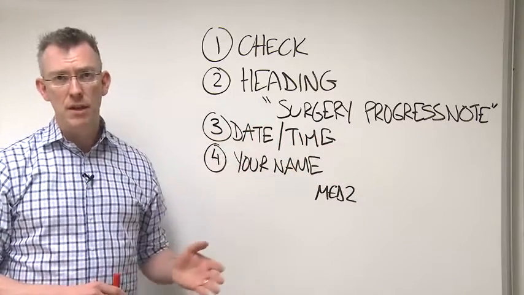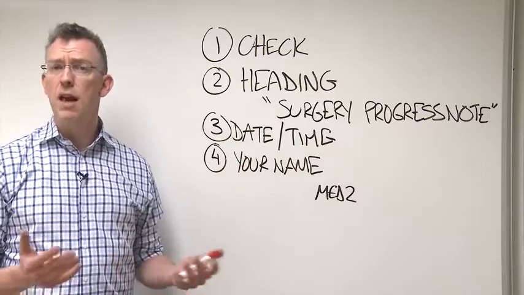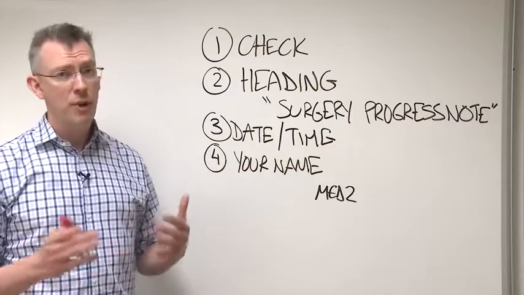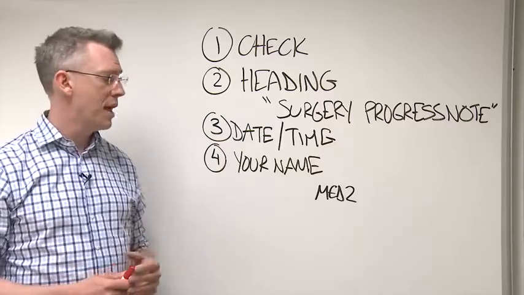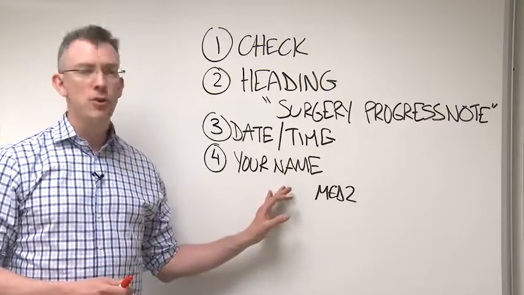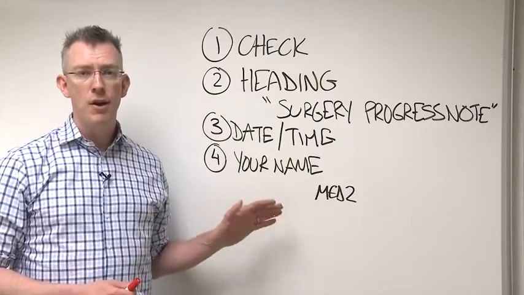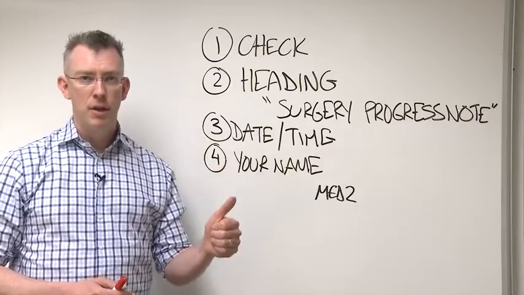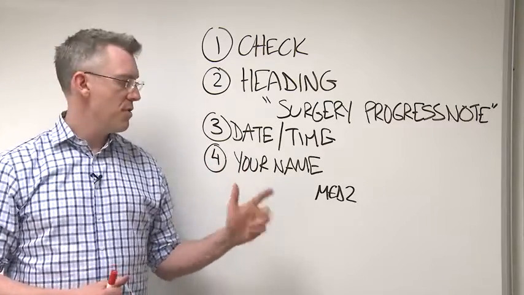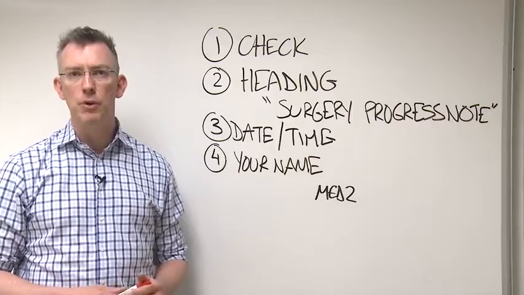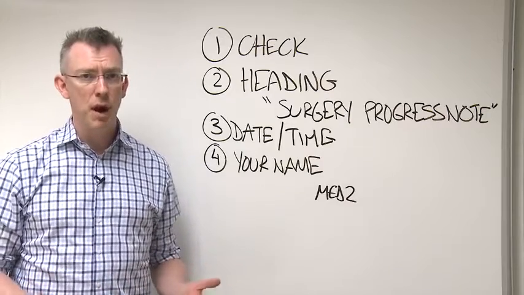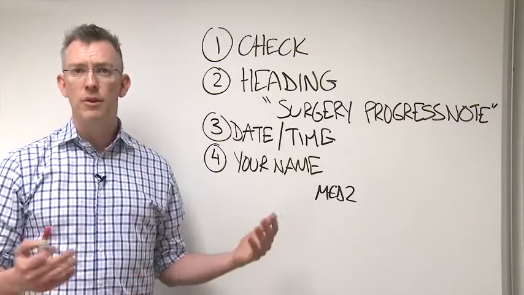Make sure you have the date and time entered. If it's electronic, that will probably come up automatically. But if you're on a paper record, make sure you record that. And finally, make sure it's very clear who you are. So you print your name, you sign your name, and then you have some sort of designation so people know who you are, whether it's a PGY3, a med student, or whomever.